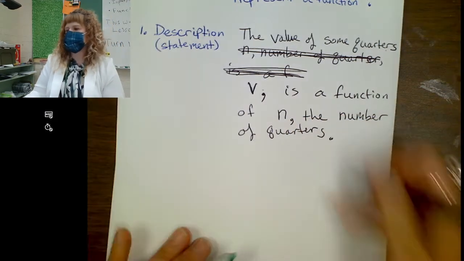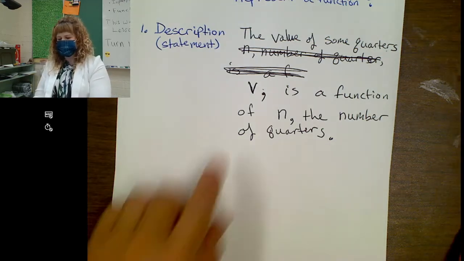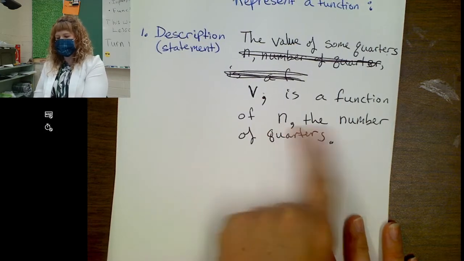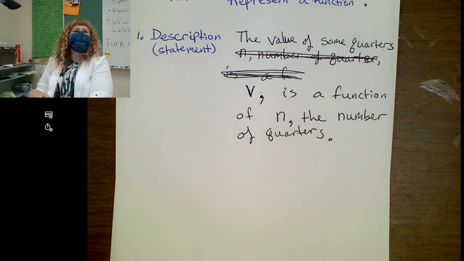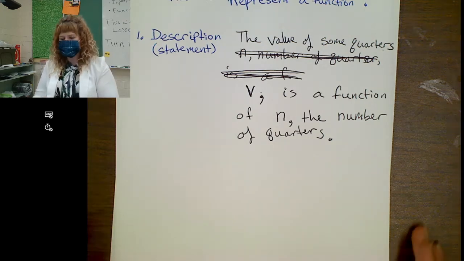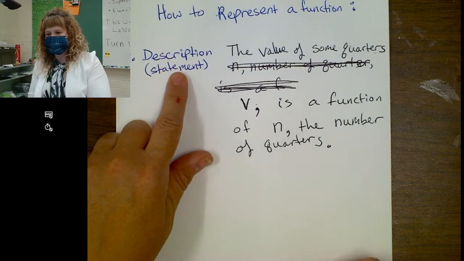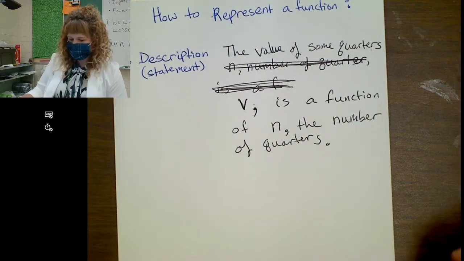Okay, listen to the statement again. The value of some quarters V is a function of n, the number of quarters. So what this means, the amount of money you have in quarters depends on how many quarters you have. Sounds easy, right? So that description, that statement describes a function.